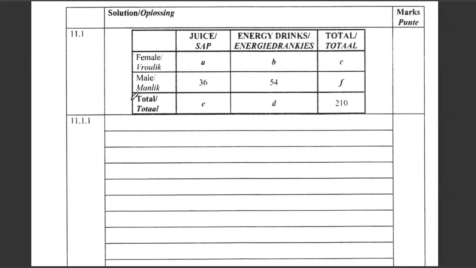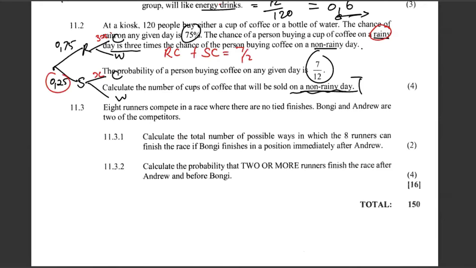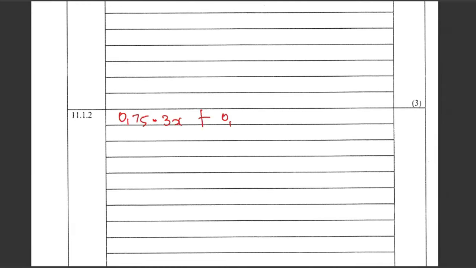Okay, 11.2, we're saying 0.75 multiplied by the 3x plus 0.5 times x. So 0.25 multiplied by x should give us 7 over 12. So 0.75 times 3 gives me 2.25x plus 0.25x should give me 7 over 12.